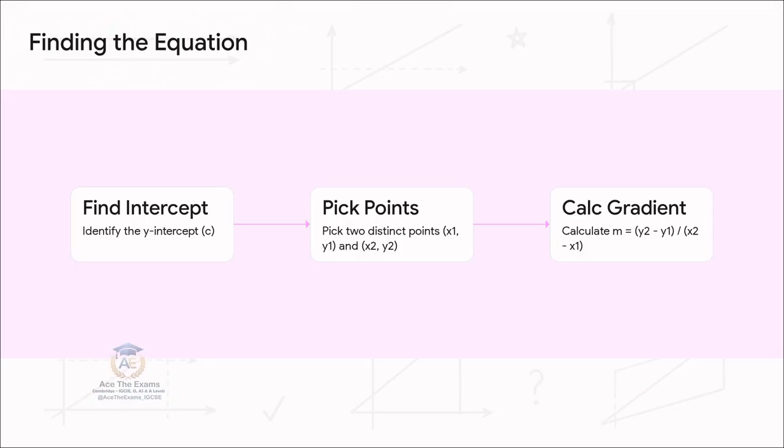Second, your evidence. Pick 2 distinct, clear points on the line and carefully note their coordinates, x1, y1, and x2, y2. Third, the explanation. Calculate the gradient using the formula, m equals y2 minus y1, all divided by x2 minus x1. It is literally just calculating the rise over the run. Finally, you link it all back together to write your final equation. Top students always structure their mathematical workings this clearly.